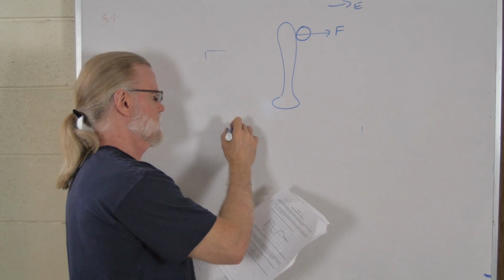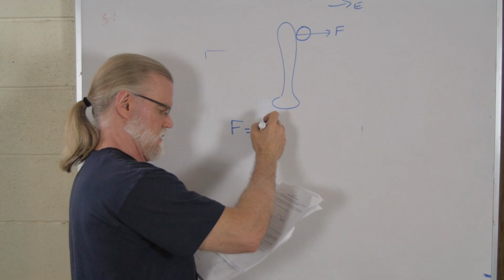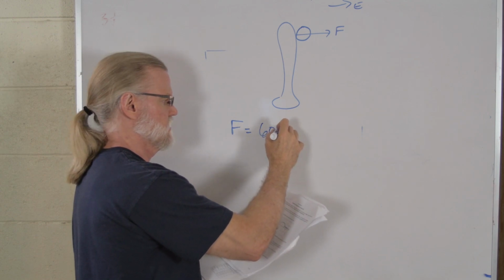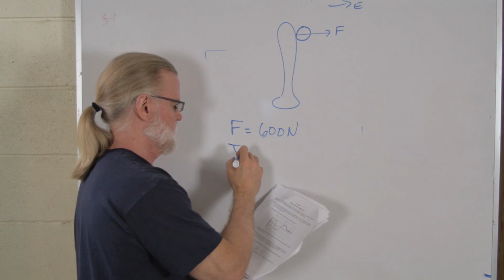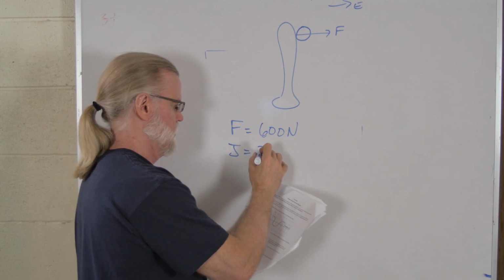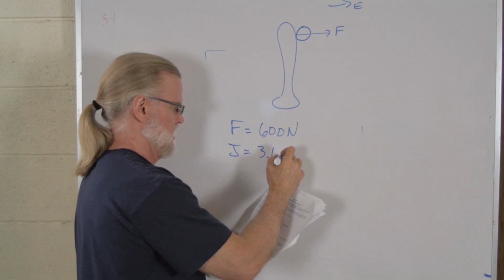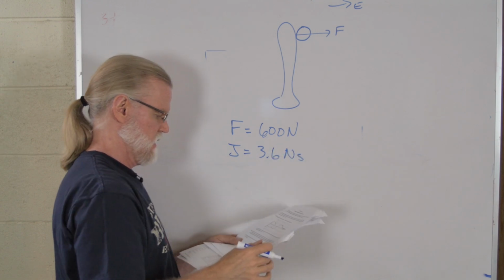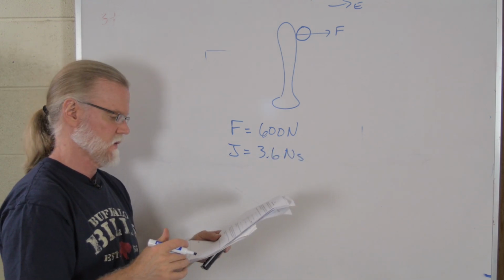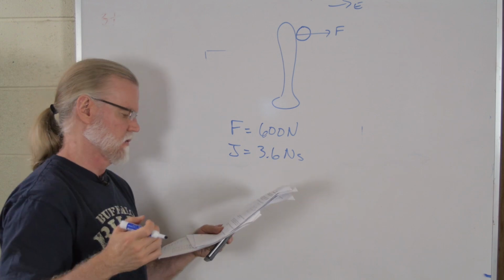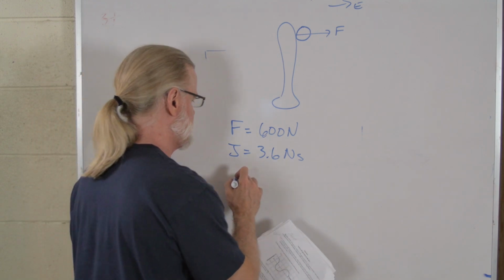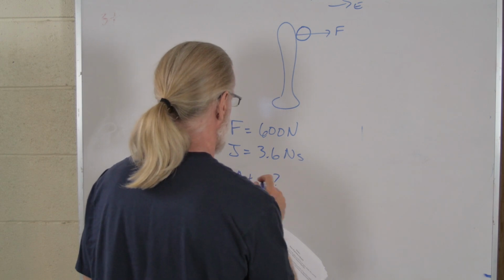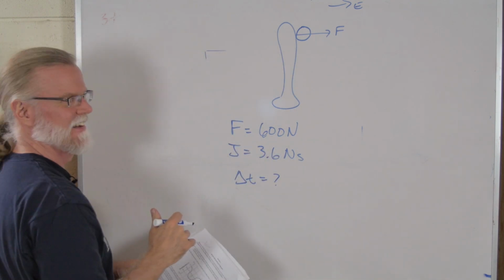Average force of this is going to be 600 newtons, imparting an impulse of 3.6 newton seconds east on the ball. All right, we're going to call those numbers positive. Calculate the amount of time the baseball bat is in contact with the ball. Well, that's pretty easy.